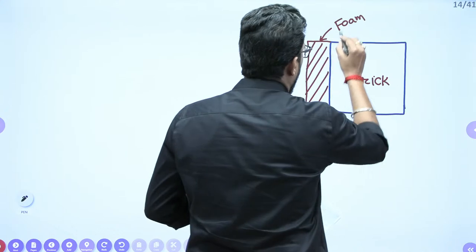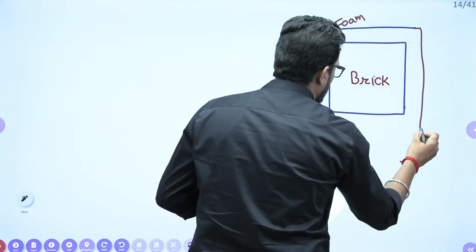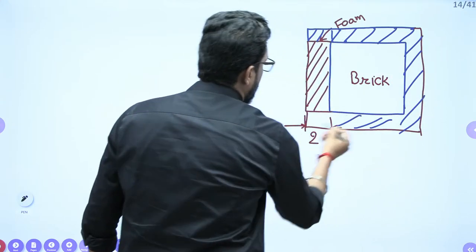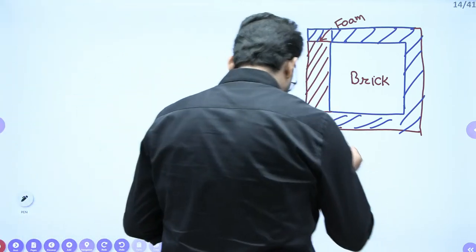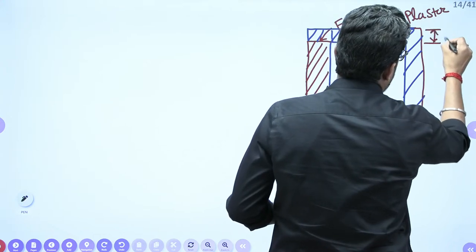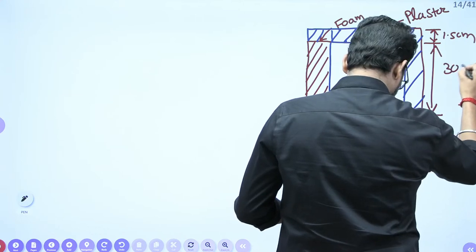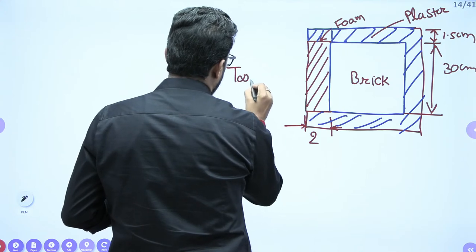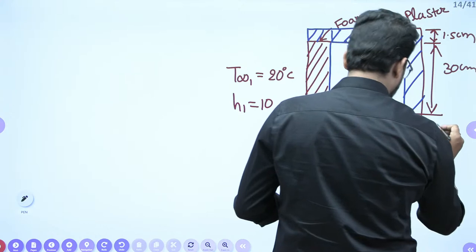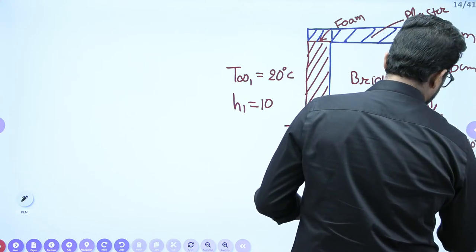This is the thickness of the brick, and over the brick, beta, there is a plaster. This is your plaster. And the thickness of this plaster is 1.5 centimeter, right? And this is also 1.5 centimeter. And this is your 30 centimeter. The inner side temperature is given: T infinity 1 is 20 degree centigrade, and h1 is given 10. This side is given T infinity 2, minus 10 degree centigrade, and h2 is given 25.